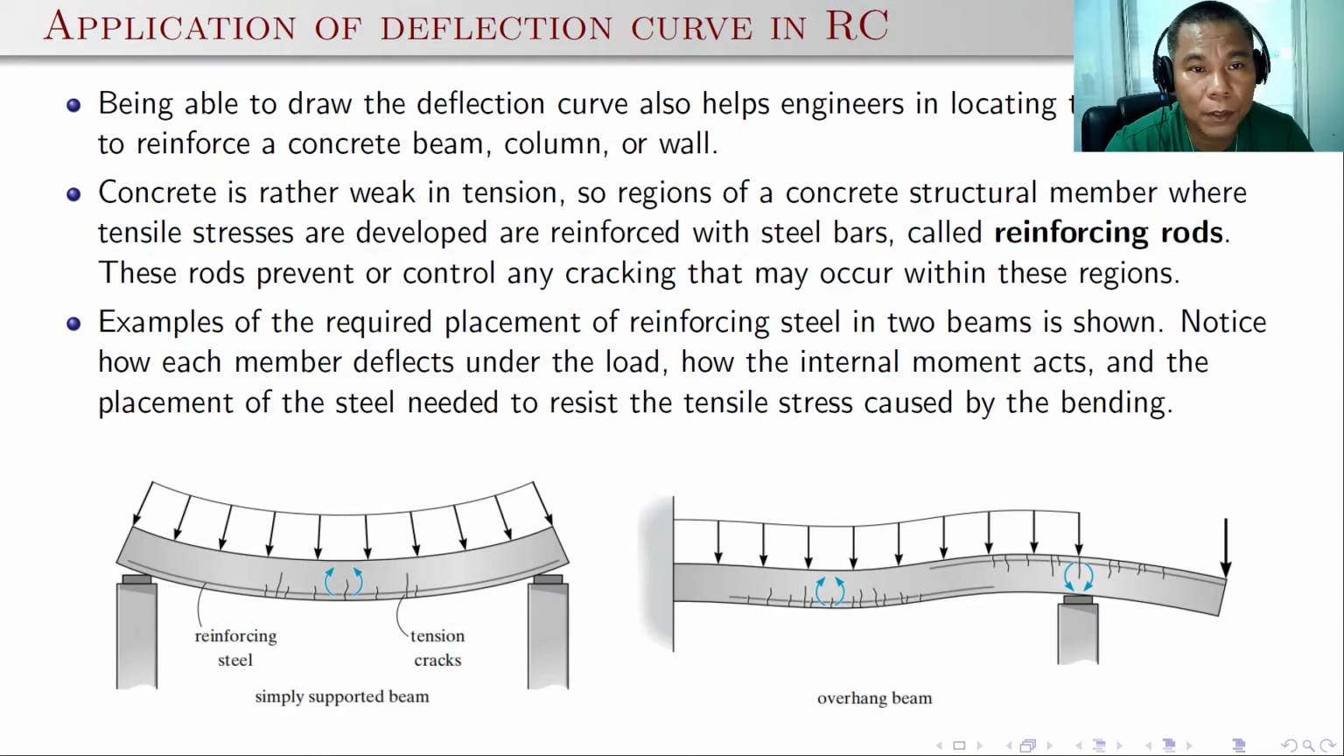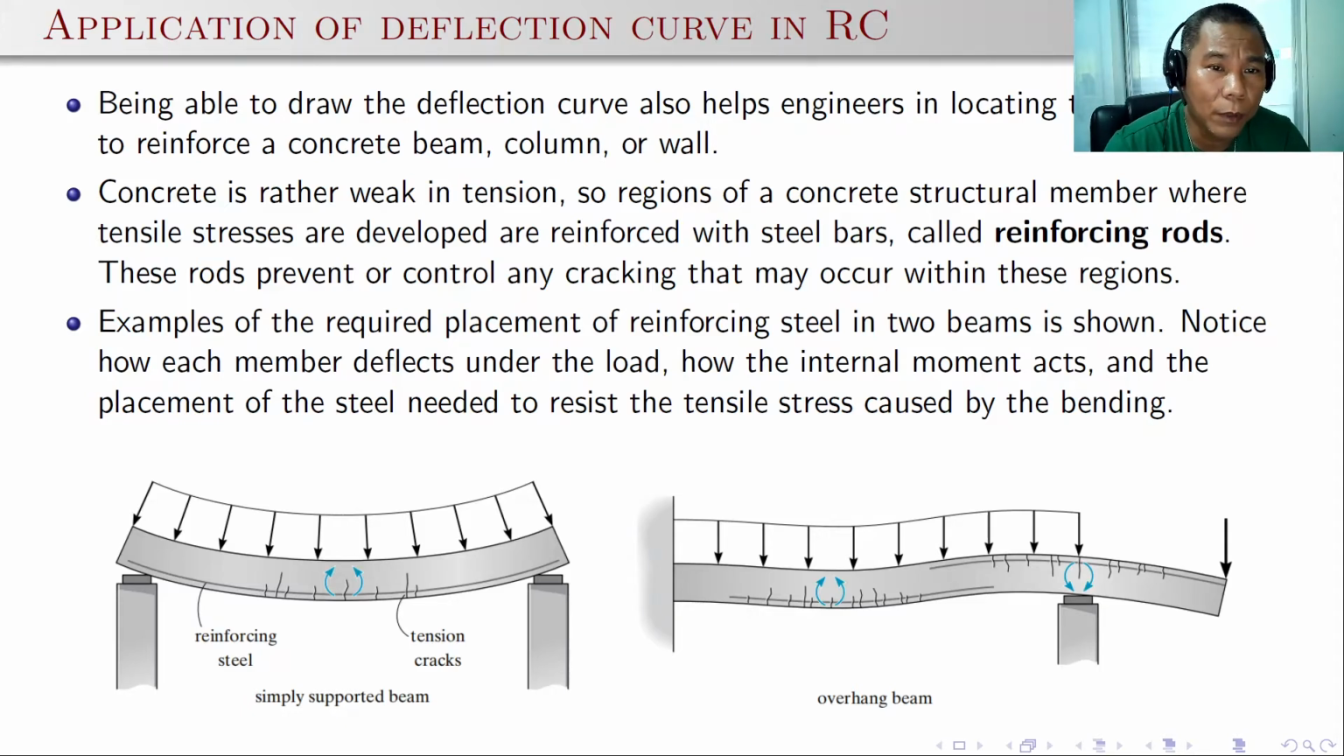Also, for the application of the deflection curve in RC, this is very important because if you know the elastic curve of the beam, it's very simple to determine the location of the reinforcement to be put in the reinforced concrete. Again, concrete is weak in tension compared to compression. So where the tension is, we need to support it with reinforcing steel.